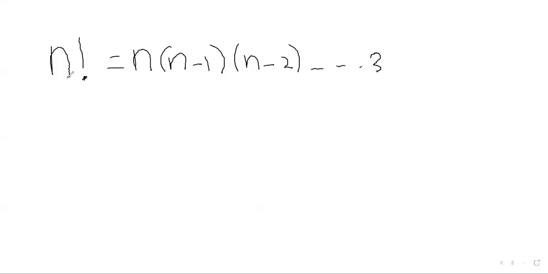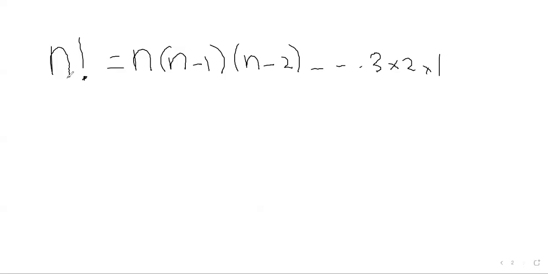you expand this n up to 1, so it will be n. The next term is going to be n reduced by 1, like this, and then the next term will be n minus 2, and it will continue like that up to the point where you reach 1. So it will be 3 times 2 times 1. That's when it will end.